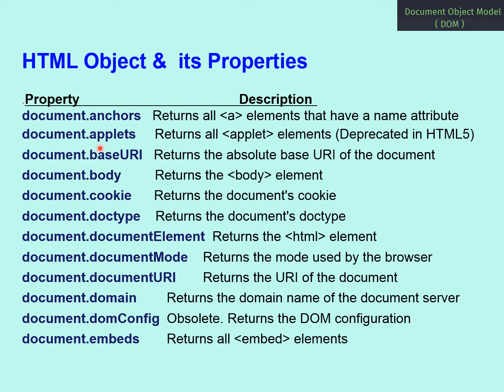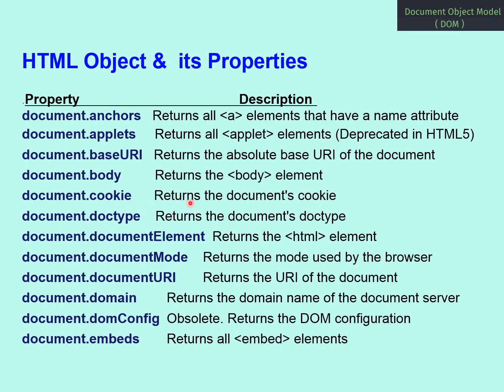The next property is document.applets. It returns all applet elements. While we are running applets in Java, we have to embed an applet tag in the corresponding code. If a web page contains a Java applet application, the document.applets property is responsible for returning all the applet elements defined in that web page. Then document.baseURI returns the absolute base URI of the document. Then document.body returns the body element.